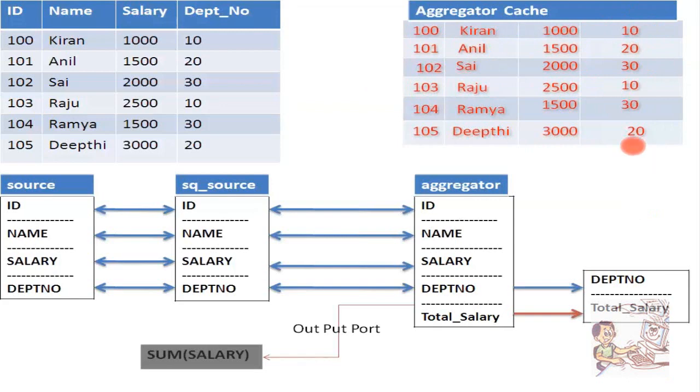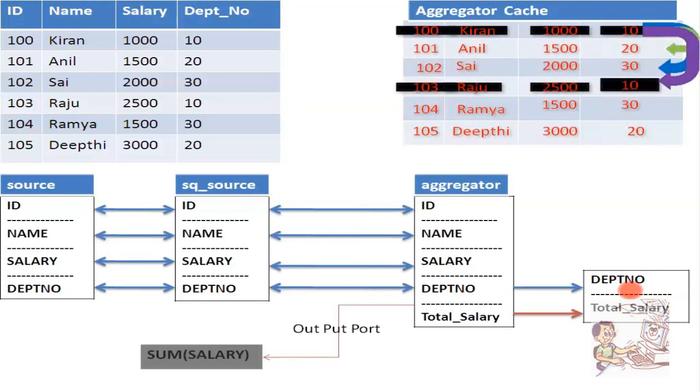The mechanism is, after building the cache with all your source records, Informatica will take the first record and scan it against the second record. 10 equal to 20, is this a matching record? No. Then it will check 10 equal to 30. No, it's not a matching record. Then 10 equal to 10. Yes, these two belong to a single group. So Informatica will flag those 2 records.